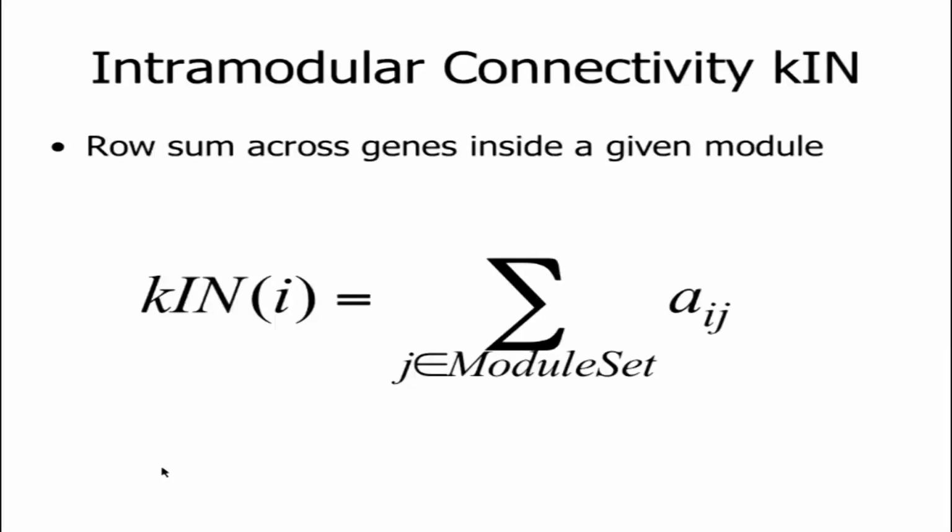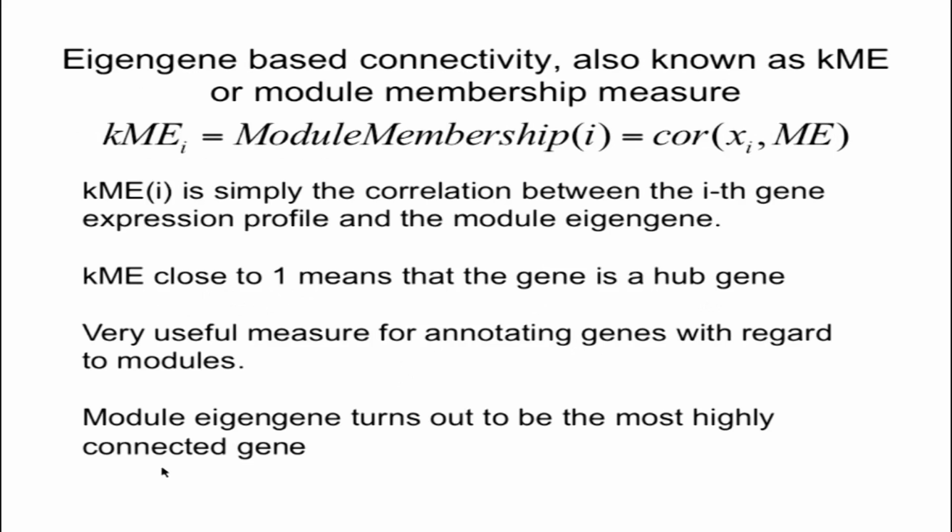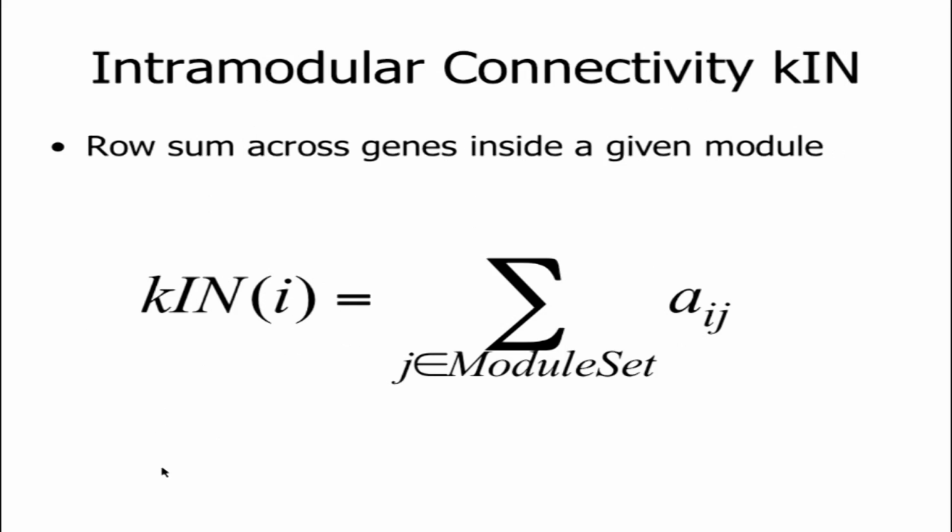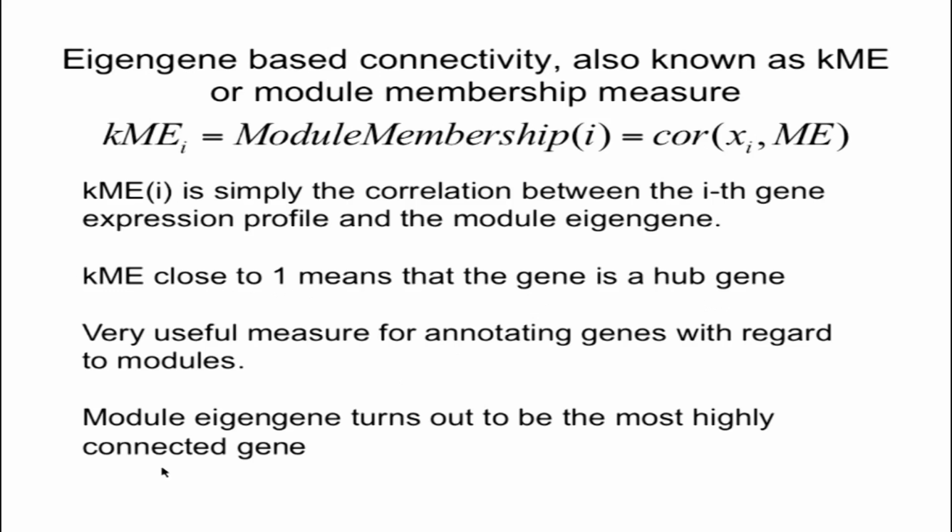Another measure that I mentioned is this KME measure, that you can see. The intramodular connectivity measure is based on adjacencies. You can define it for any network, protein-protein interaction networks or anything. This KME measure you can only define for correlation networks. Why? Because you have a module eigengene and you correlate it with the gene expression profile. So that's the KME measure.